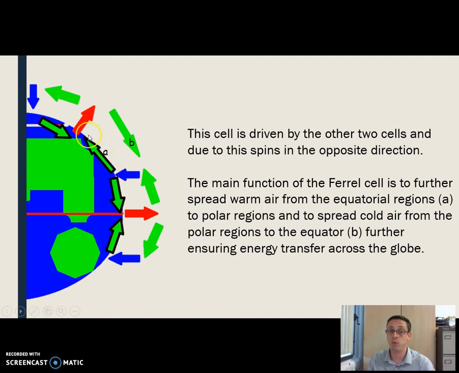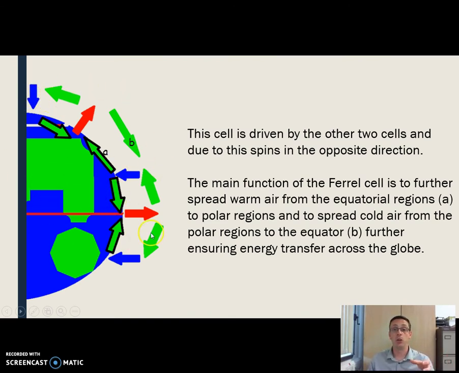And again, some of it goes south, it's part of the Hadley cell that we talked about earlier, but some of it travels north. Now, the main thing that the Ferrel cell accomplishes is it helps to move some of this very cold air from polar regions and very warm air from equatorial regions further north from the equator or south from the poles.